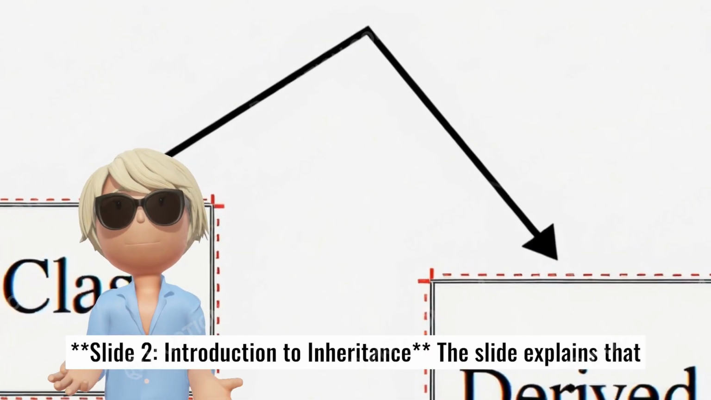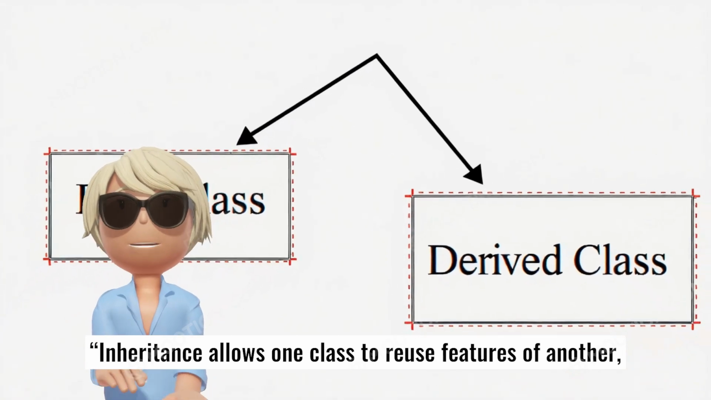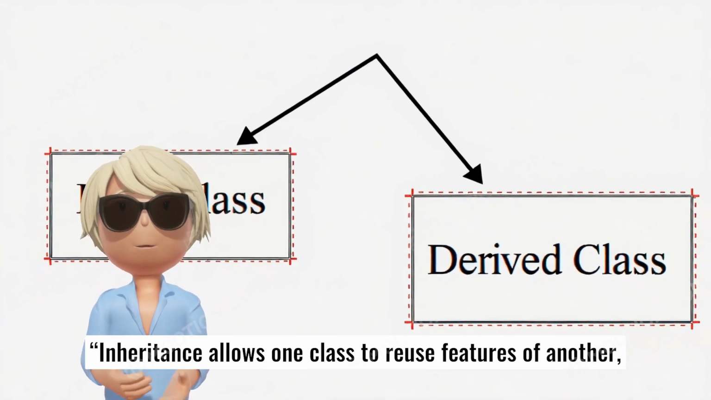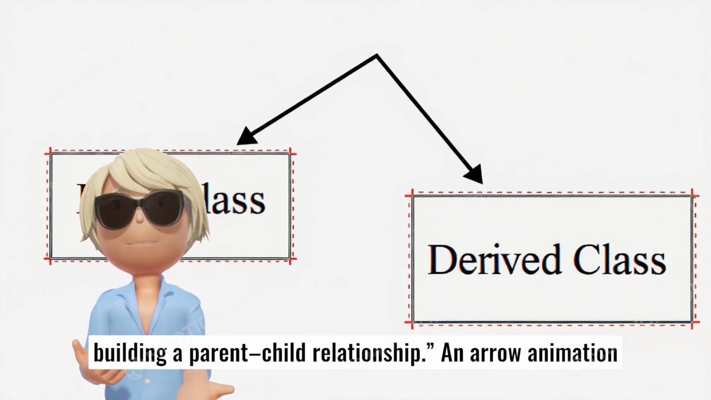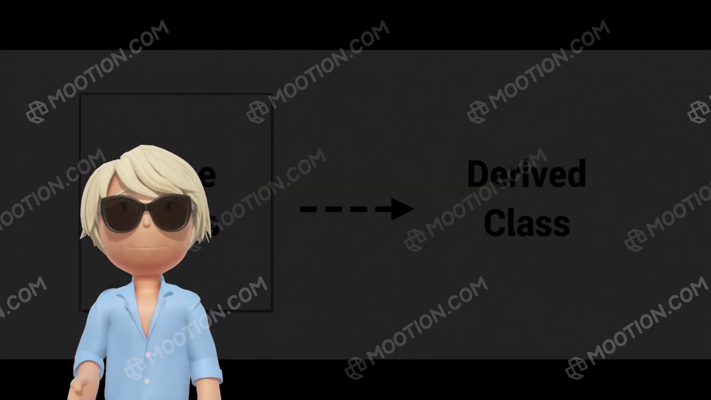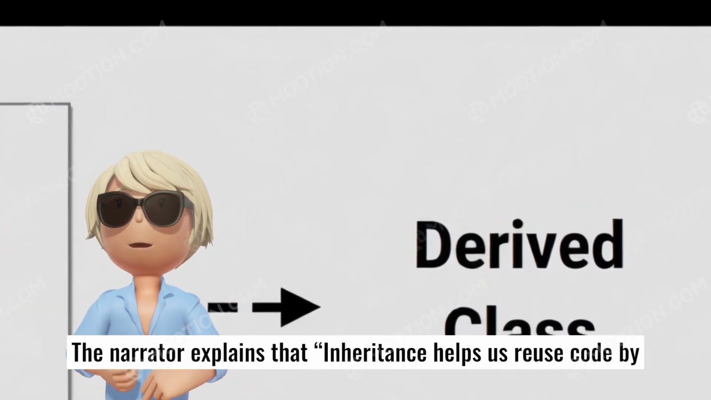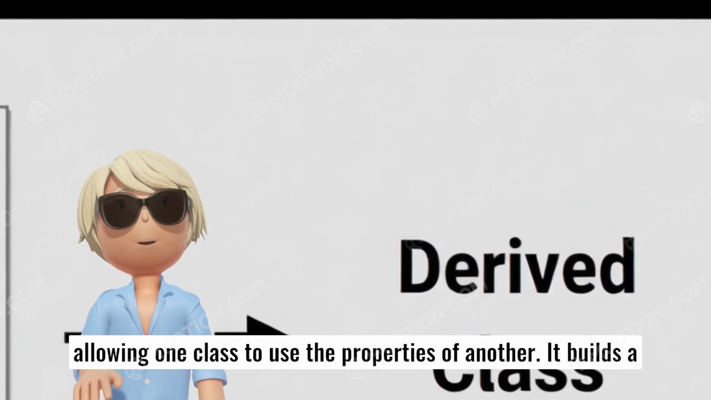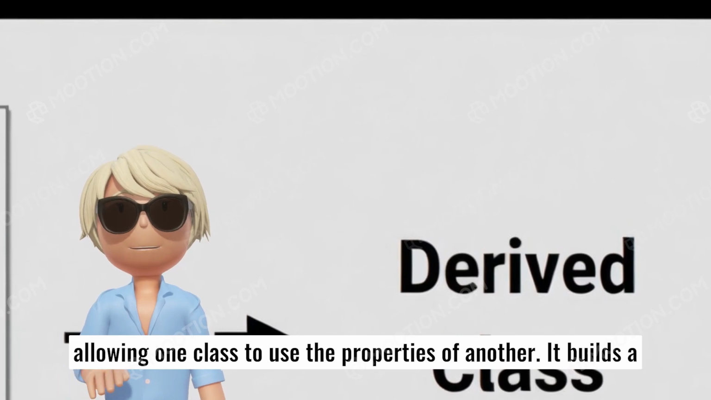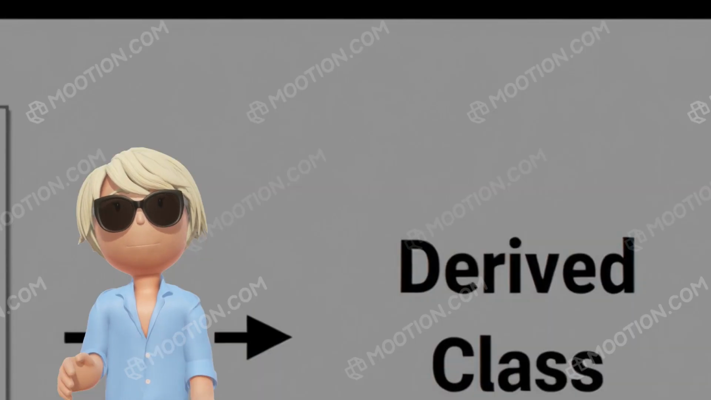Slide 2. Introduction to inheritance. The slide explains that inheritance allows one class to reuse features of another, building a parent-child relationship. An arrow animation appears, connecting the base to the derived class visually. The narrator explains that inheritance helps us reuse code by allowing one class to use the properties of another. It builds a parent-child relationship between classes.